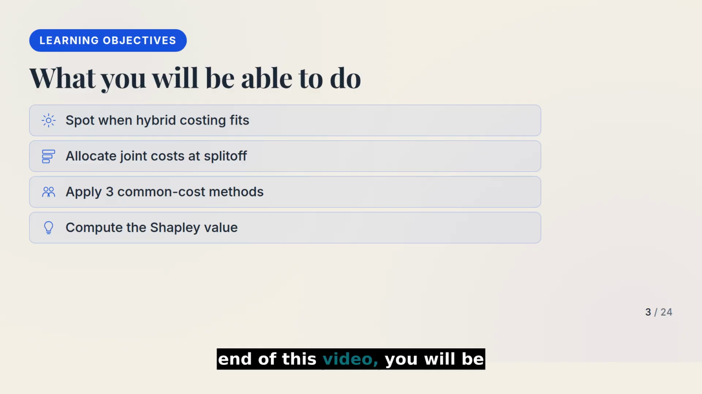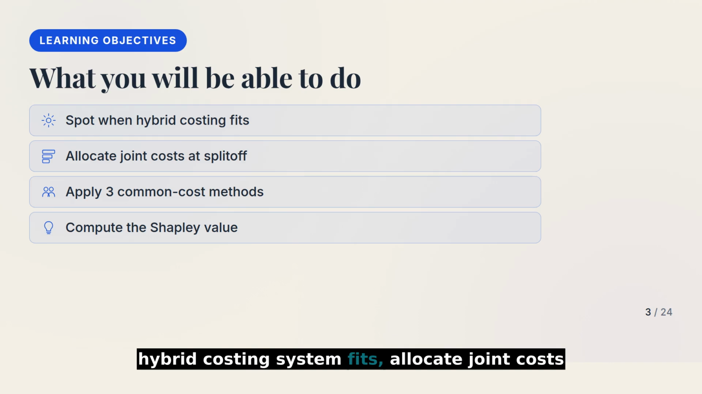By the end of this video, you will be able to recognize when a hybrid costing system fits, allocate joint costs at the split-off point, and apply 3 common cost allocation methods including the Shapley value.